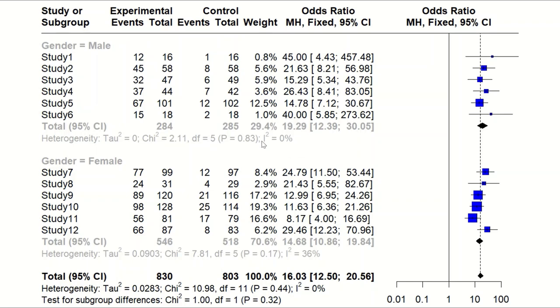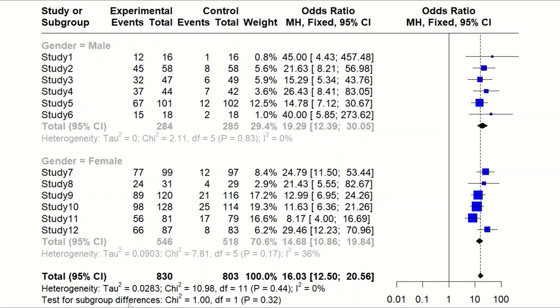And an I-squared is calculated, which is equal to 0.0%, which shows that there is no heterogeneity, and the p-value has to be greater than 0.05. However, for the females, the heterogeneity was 36% as the I-squared was calculated, and the p-value is greater than 0.05. So there is a low level of heterogeneity for the females compared to the males. Furthermore, the heterogeneity is calculated for the meta-analysis without subgrouping, where the I-squared was equal to 0% and the p-value greater than 0.05.